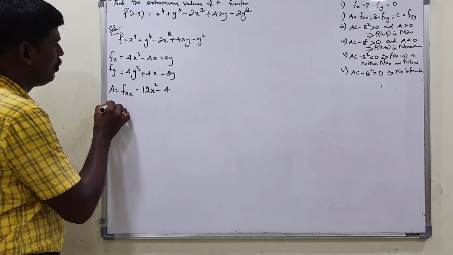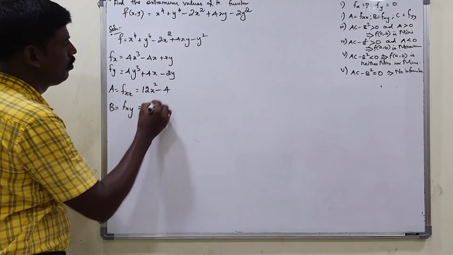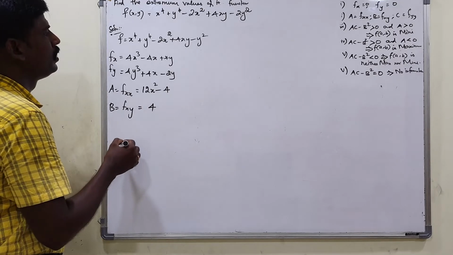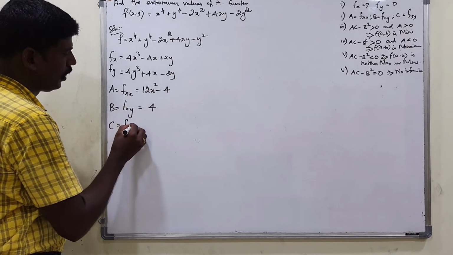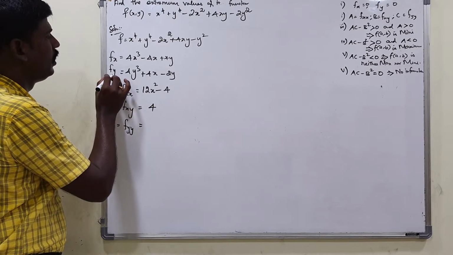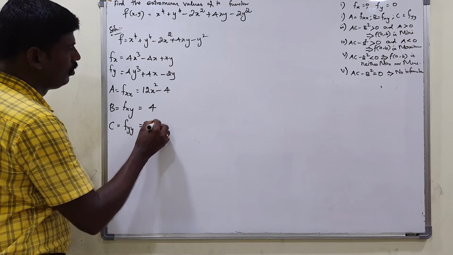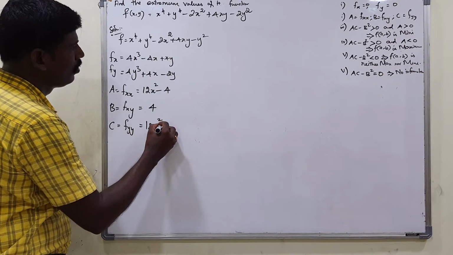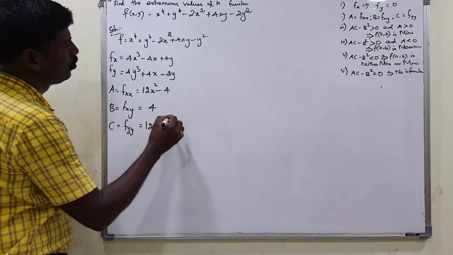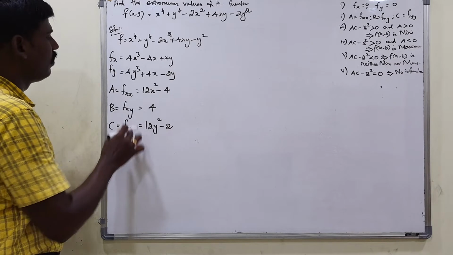Isn't it? What is B? Fx with respect to y. With respect to y, you will get 4 alone. Isn't it? 0 plus 4 will become 4. What is C? F double y. So taking derivative of fy with respect to y once again. So 12y square, this becomes 0, minus 2. Is it right? That's all. These are all the values of A, B, C.